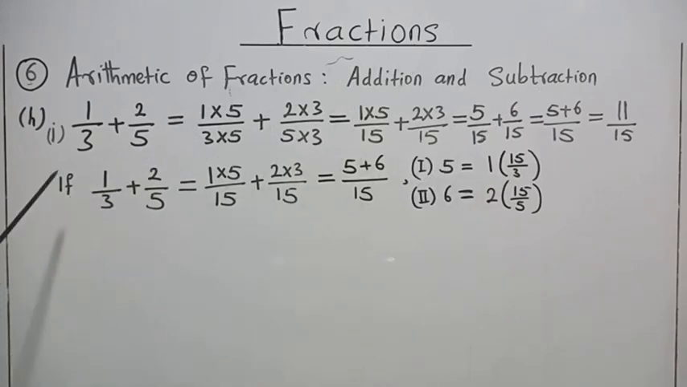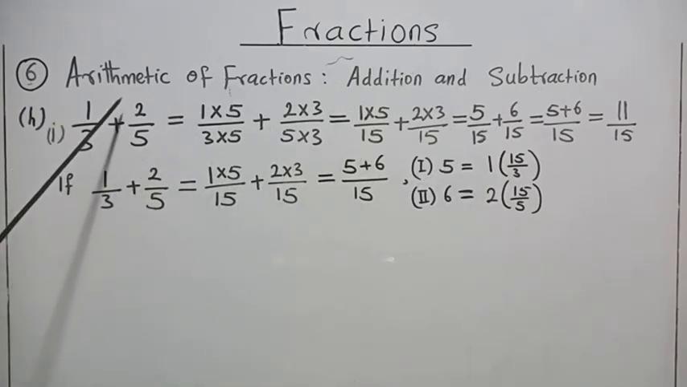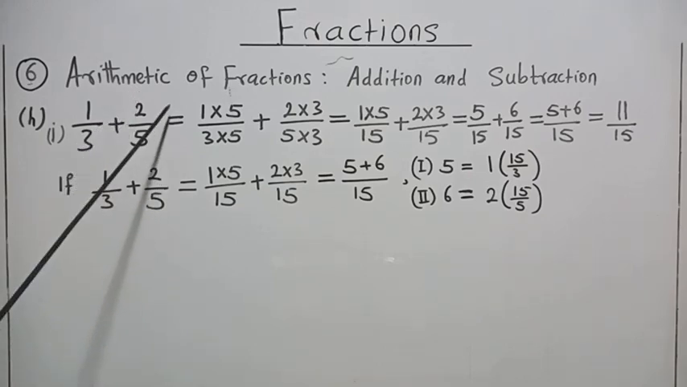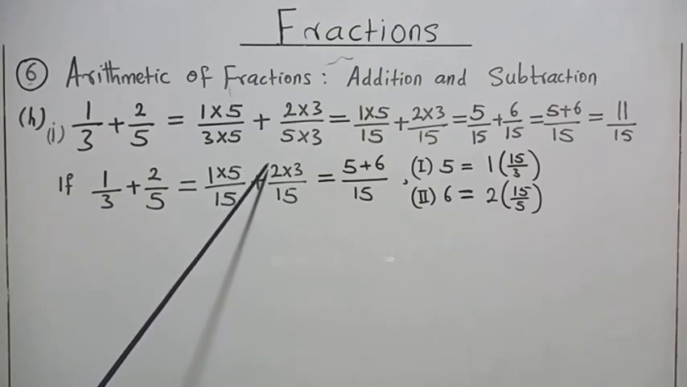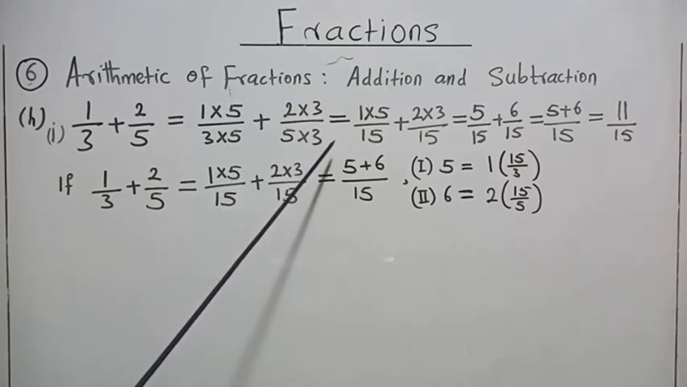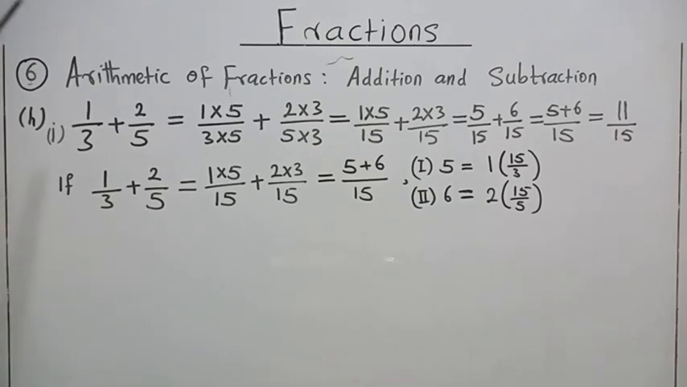This is what is summarized in this line of operation. So 1 over 3 plus 2 over 5 is equal to 1 times 5 over 15 plus 2 times 3 over 15, which is equal to 5 plus 6 over 15. Let us make some observations which will connect some or all of these 3 portions of this line of action.